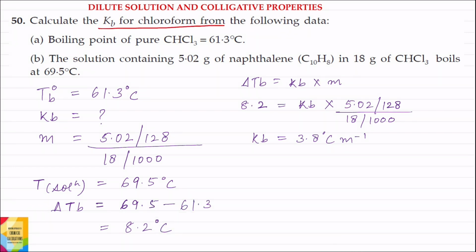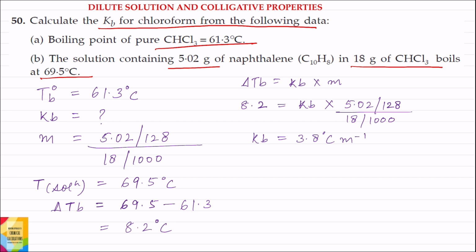Value of Kb for chloroform has to be calculated. Given data is boiling point of pure chloroform, that is 61.3 degree centigrade, and the solution containing 5.02 gram of naphthalene in 18 gram of CHCl3 boils at 69.5 degree centigrade.